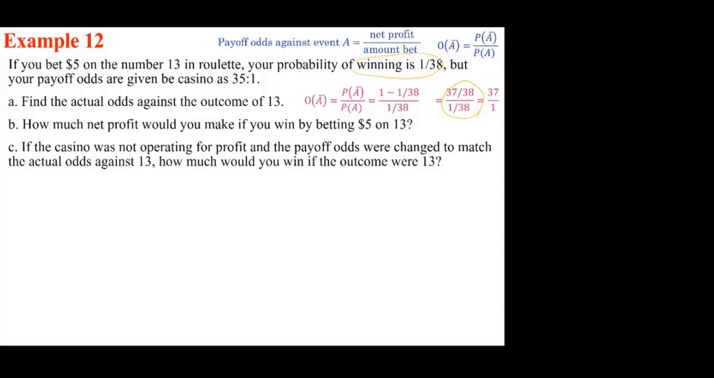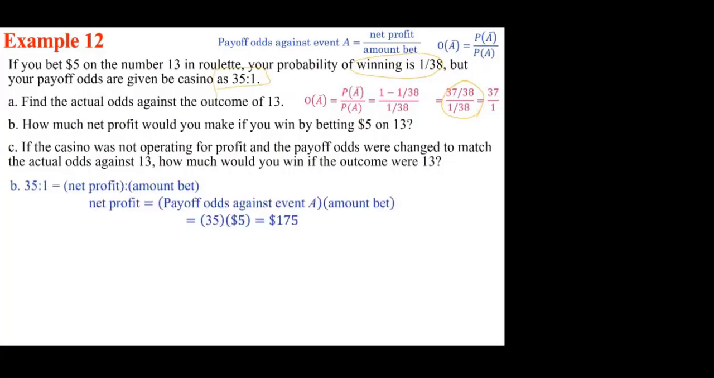So how much net profit? We mentioned the net profit is basically the product of the payoff odds and the amount of bet. Now, what is the payoff odds? So using that, 35 times 5, I'm using the formulas that we have discussed. Net profit, we said, is payoff odds against an event times the amount of bet. And the payoff odds by the casino, they give us 35 to 1. So it's 35 times the amount of bet, which was $5. So it's $175.